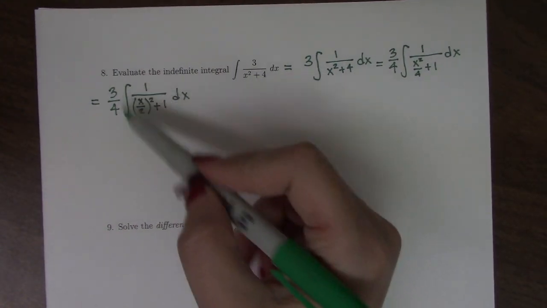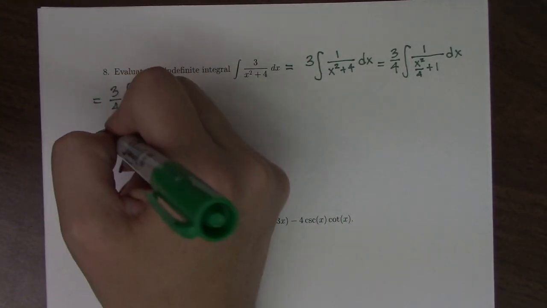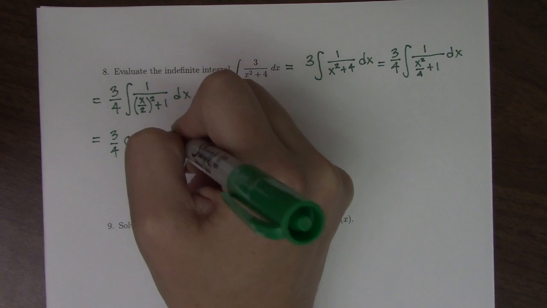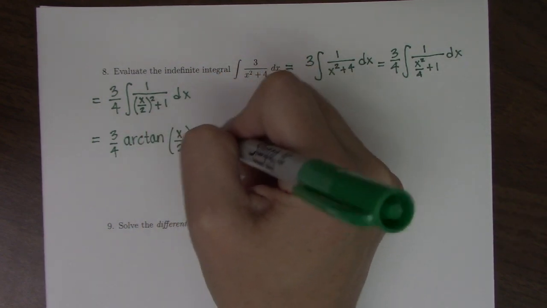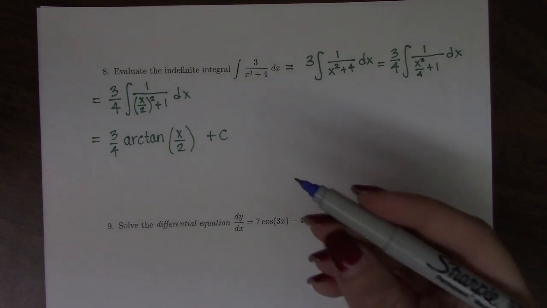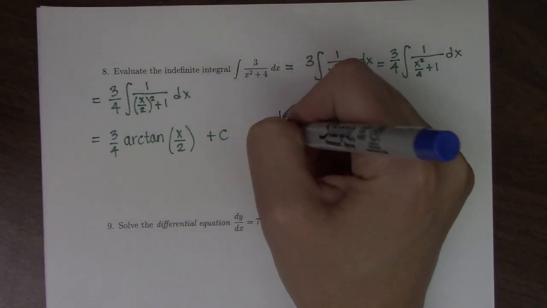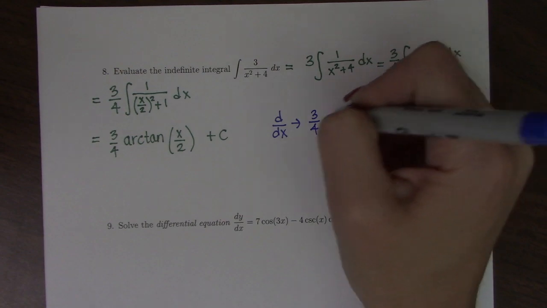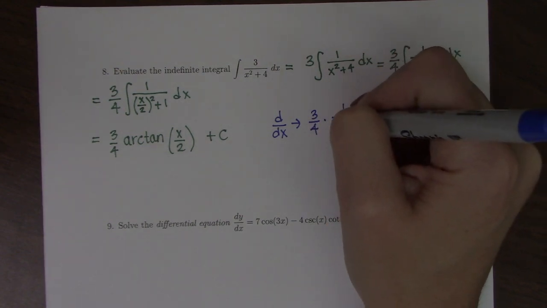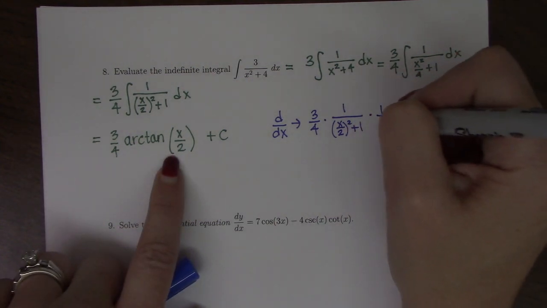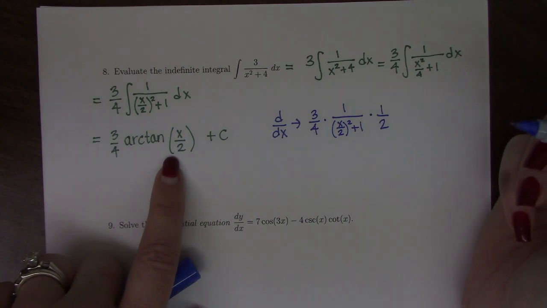Now I can see that this looks like it's probably going to be 3/4 arctan of x over 2 plus c, right? But just to be sure, because there was a chain rule involved, like with the last problem, I want to verify my result. So I'm going to verify my result by taking the derivative of it. And when I take the derivative of this, I get 3/4 times 1 over x over 2 squared plus 1, but then I have to take the derivative of the inside function because of this chain rule here.